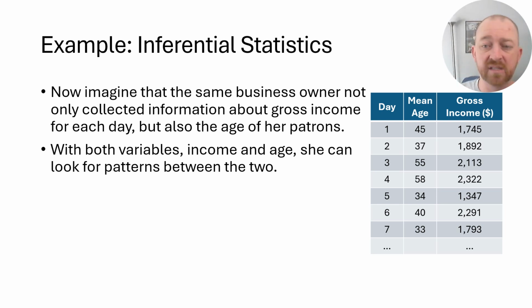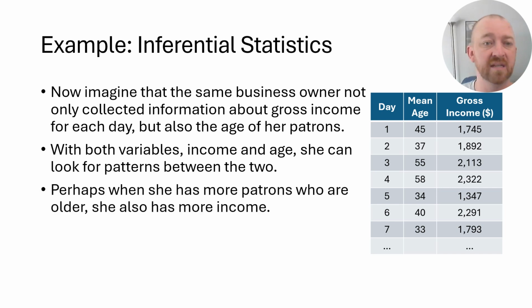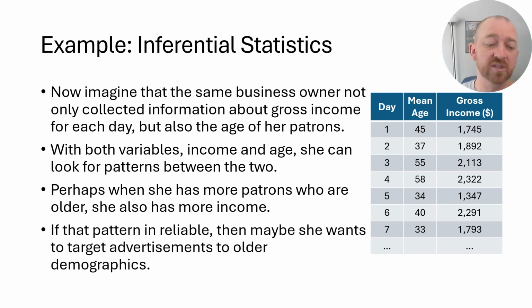And if she finds an association, it might mean that older patrons are more likely to spend more money on those days, for example. So that could be very useful. If that turns out to be the pattern, she can try to take advantage of it. For example, maybe she wants to start advertising to older patrons, finding ways to draw in older patrons, attracting older patrons if that will mean an increased income.